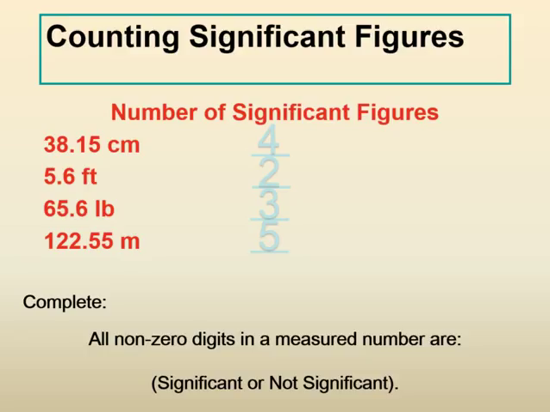So I have this statement: all non-zero digits in a measured number, right? None of these are zeros. They're all non-zeros. All non-zero digits in a measured number are either significant or not significant, so we need to figure out which one. Take into account how many significant figures I've identified. We can complete this sentence by identifying significant. All non-zero digits in a measured number are significant, and that is your rule for non-zero digits.